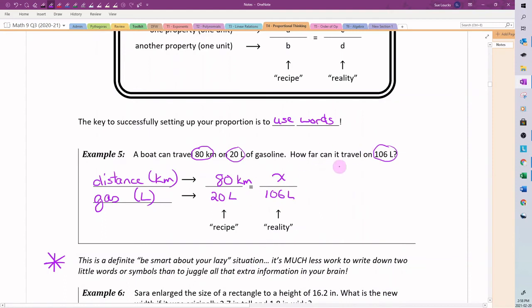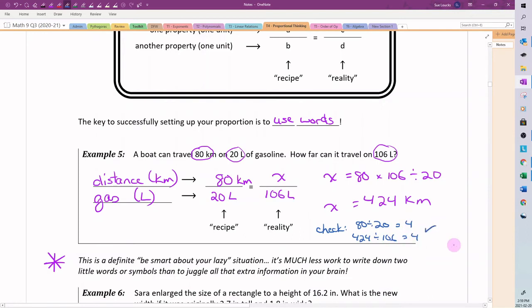Now I need to solve this proportion. I have x equals 80 times 106 divided by 20. X equals 424 kilometers. I know it's going to be kilometers because those are the units that belong to the space that's missing. Then I can check my answer. 80 divided by 20 equals 4, and 424 divided by 106 also equals 4. So it is a proportion; my ratios are equal.